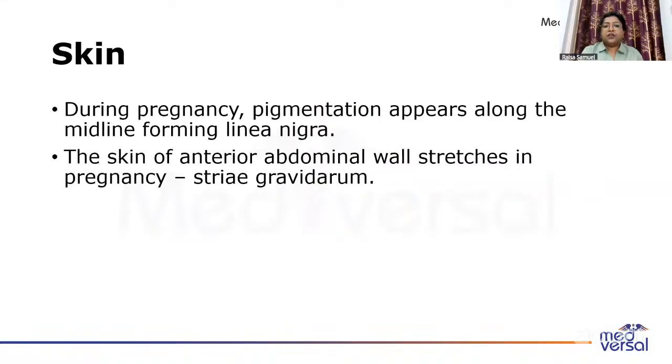Skin. There are different changes that occur in the skin of a female. During pregnancy, there is pigmentation which appears along the midline, forming the linea nigra. And when the skin starts to stretch during pregnancy, it's called the striae gravidarum. So the stretch marks that you see on a pregnant patient on the skin are called the striae gravidarum.